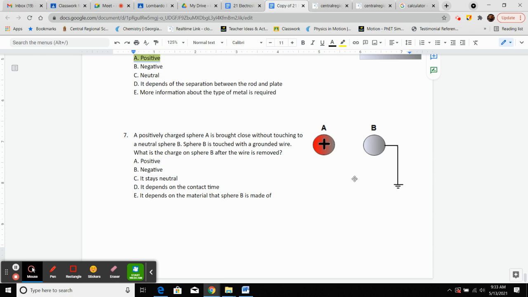Number 7. Aha. Okay, so number 7 is a little bit of a trickster, but we can do this. Positively charged sphere A is brought close to B, but does not touch. Then B is touched with a grounding wire. So what is the charge on B after the wire is removed?